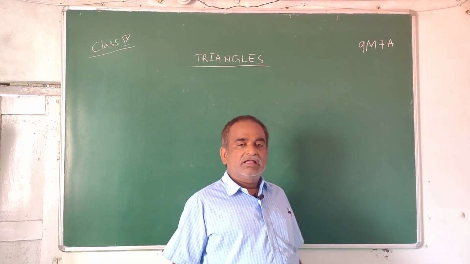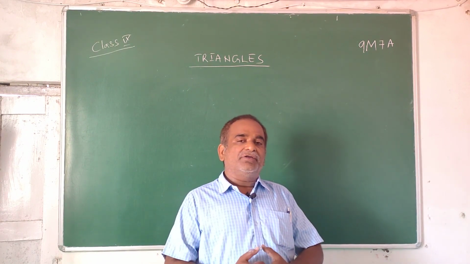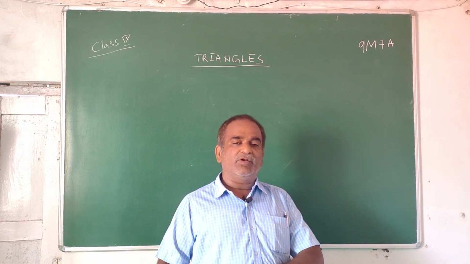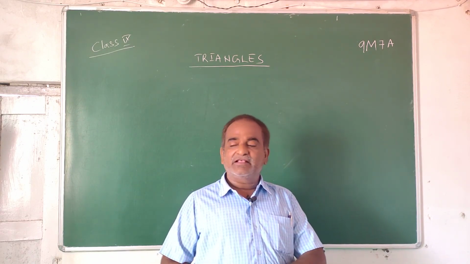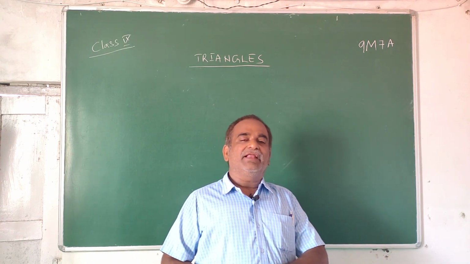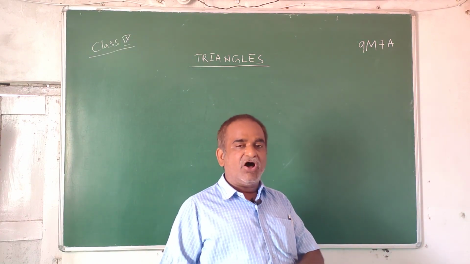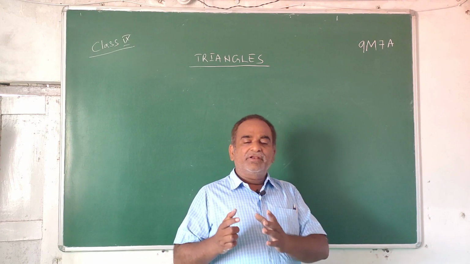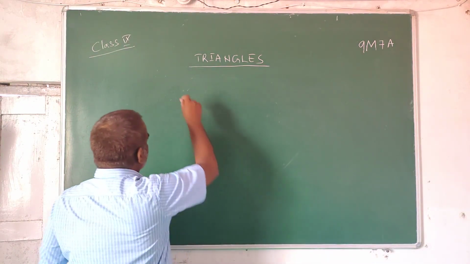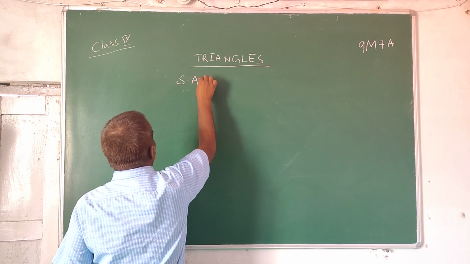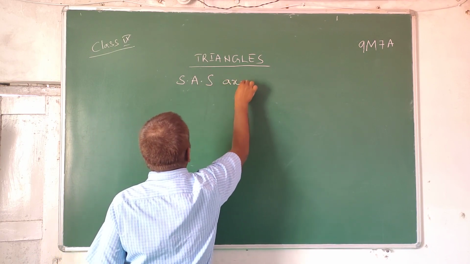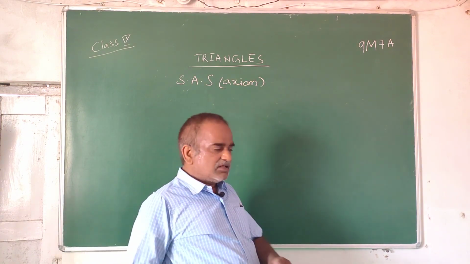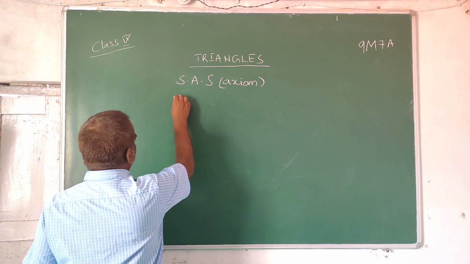Now, as far as the congruency of triangles is concerned, we have an axiom. It is popularly known as the SAS axiom. Axiom means it is evidently true, which requires no proof at all. So it is the SAS axiom for congruency of two triangles. Here I am writing the SAS axiom for congruency of two triangles. So what is the SAS axiom?